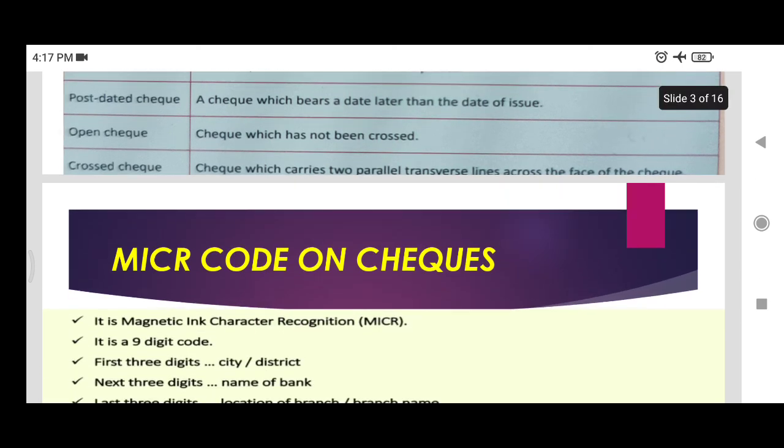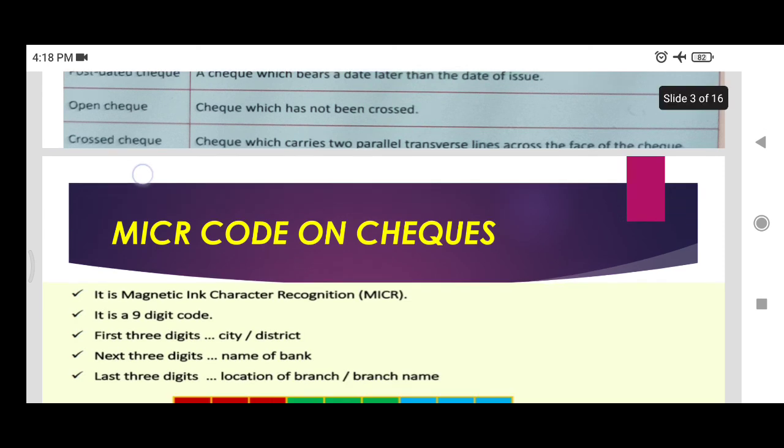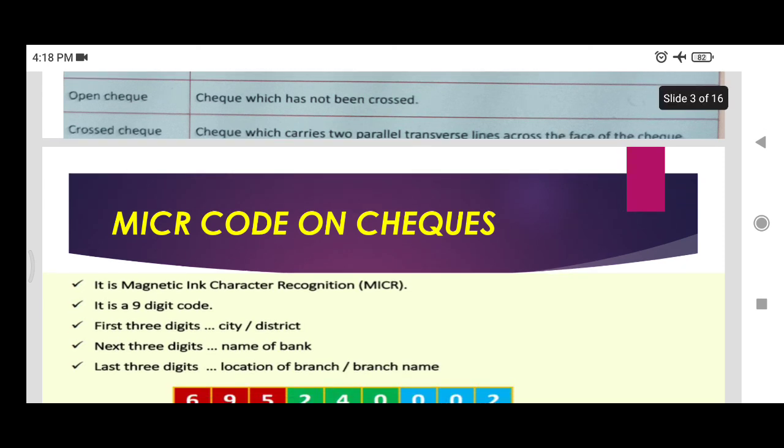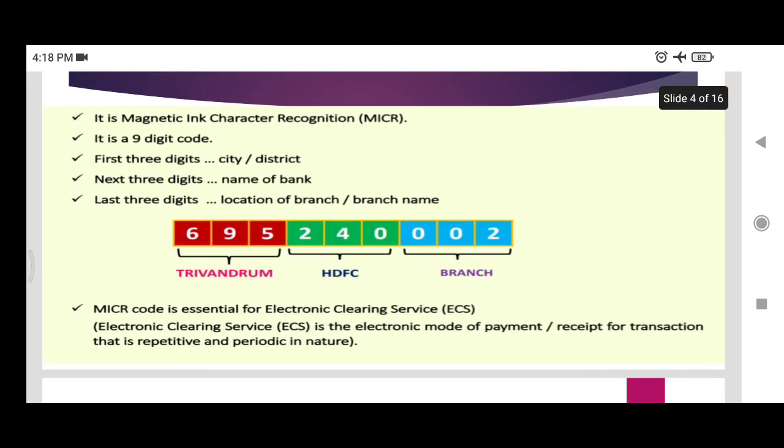Now we will see the MICR code on checks. Why was this MICR introduced? To prevent frauds in the banking sector. MICR is nothing but magnetic ink character recognition. It has a 9-digit code. The first 3 digits show the city or district. The next 3 digits show the name of the bank. The last 3 digits show the location of the branch or the branch name.